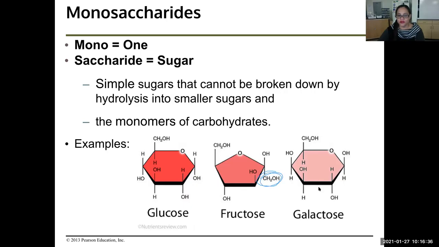And then galactose, let's see, where's the difference? Oh, for galactose, these two, and then these two are different. So they're very, very slight differences in the way the atoms are arranged in these three monosaccharides. They have the carbon skeleton, this is what we talked about, but this is a ring-like carbon skeleton, but their branches are just a little bit different.